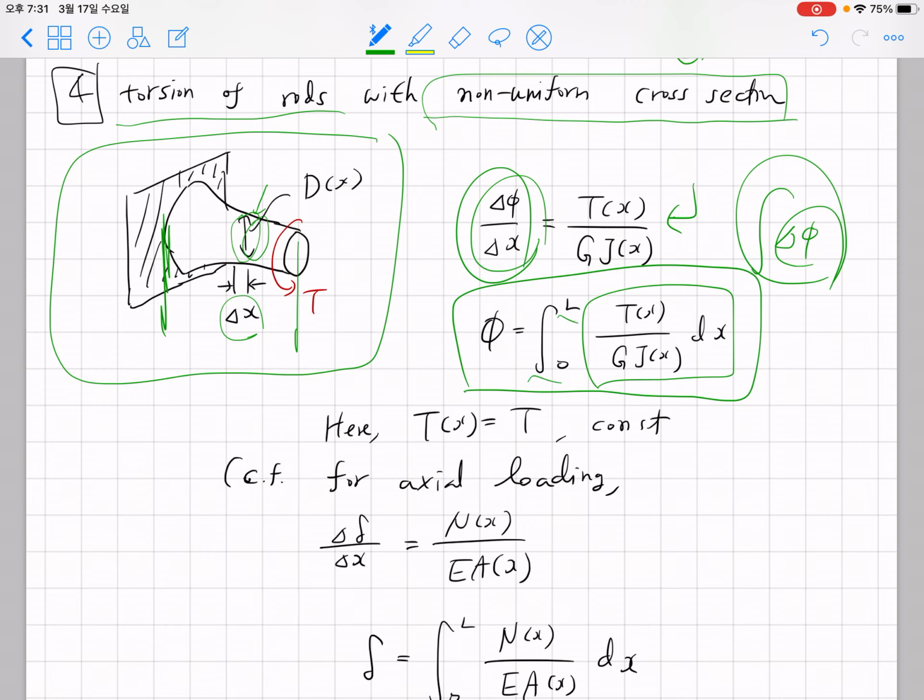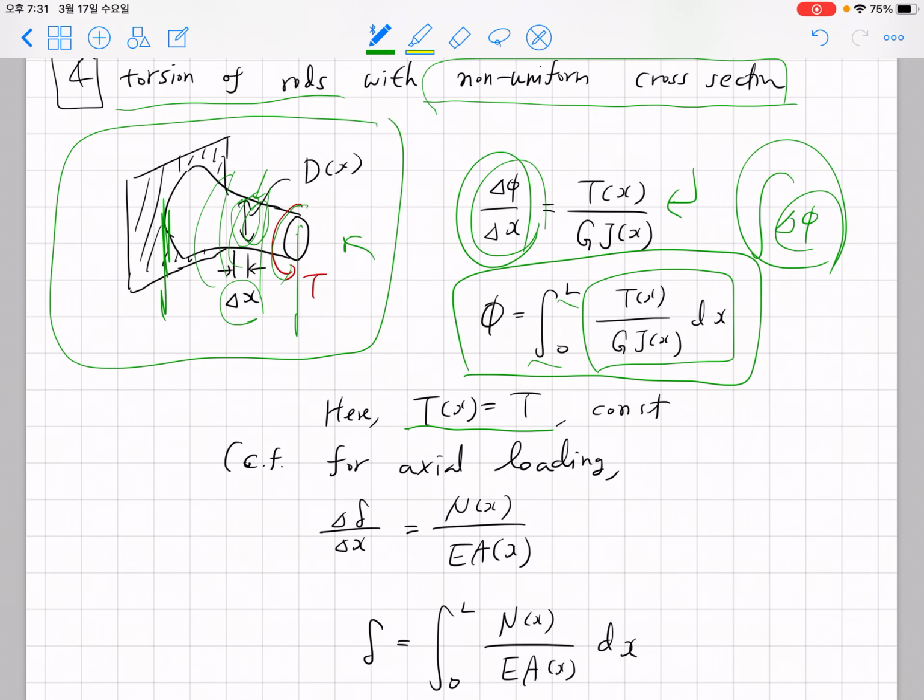Now for this problem we have applied torsion T at the tip of this pillar, and wherever point or section we take as an imaginary cross section, we're gonna have the same torsion T. Okay, so in this problem, our answer will be simply the integral of T over G J(x) dx, and J(x) would be determined by this curve, or the size of this radius. Okay, and we went through a similar example for the axial loading chapter.